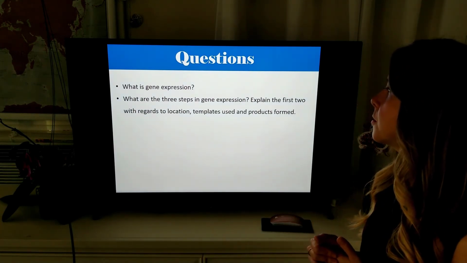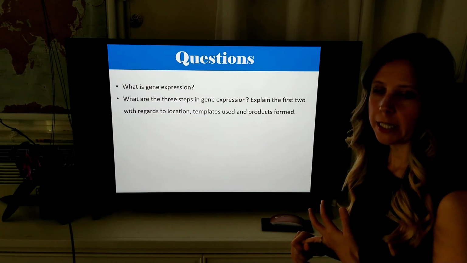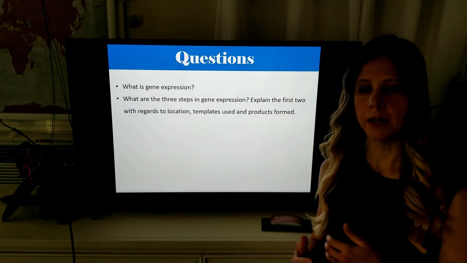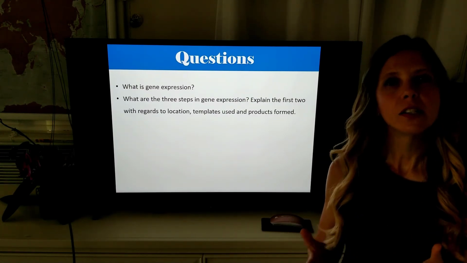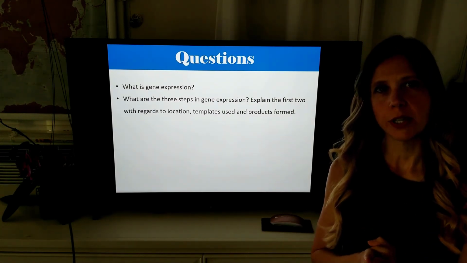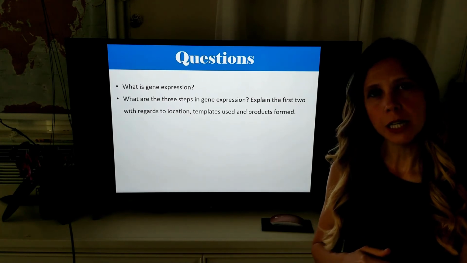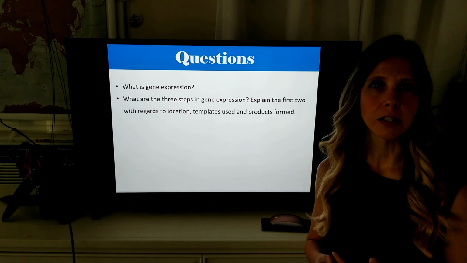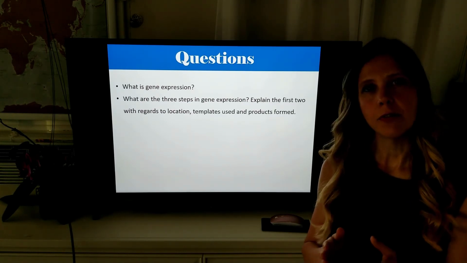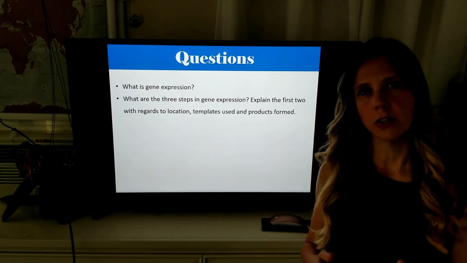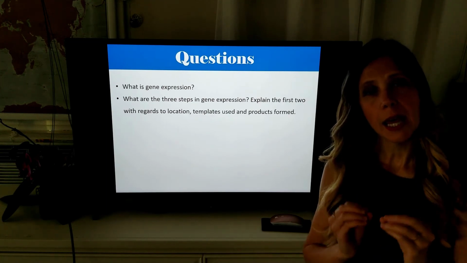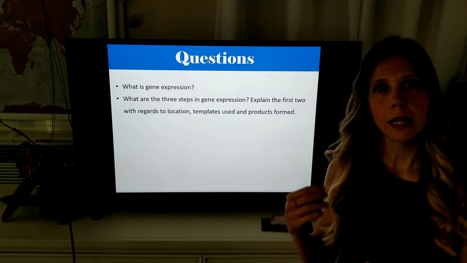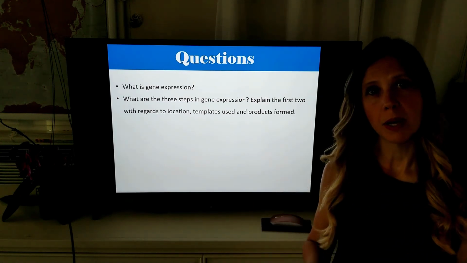Explain the first 2, so transcription and translation, with regards to their location, their templates used, and then their products. So firstly, talking about transcription. This is going to take place in the nucleus, DNA is going to be the template, and messenger RNA is going to be the product. Then for translation, this is going to occur in our cytoplasm, mRNA is now the template, and the product is going to be our protein, or our polypeptide chain.